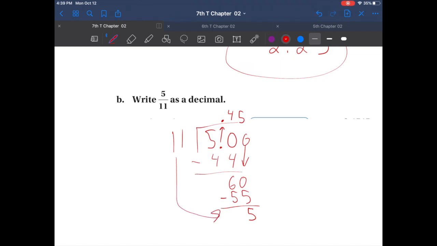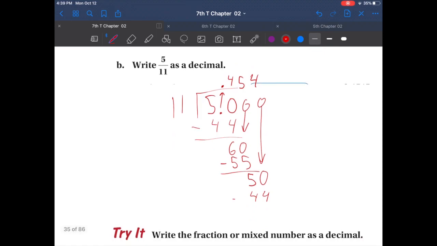Can 11 go into 5? No, it can't. Let's add a 0. Can 11 go into 50? Yes, it can. 4 times. 4 times 11 is 44. We subtract that. We get 6. Can 11 go into 6? No, it can't. We add a 0. Can 11 go into 60? Yes, it can. 5 times. That's 55.